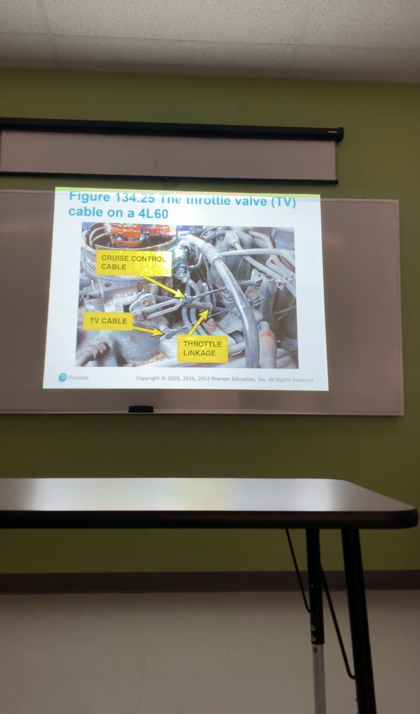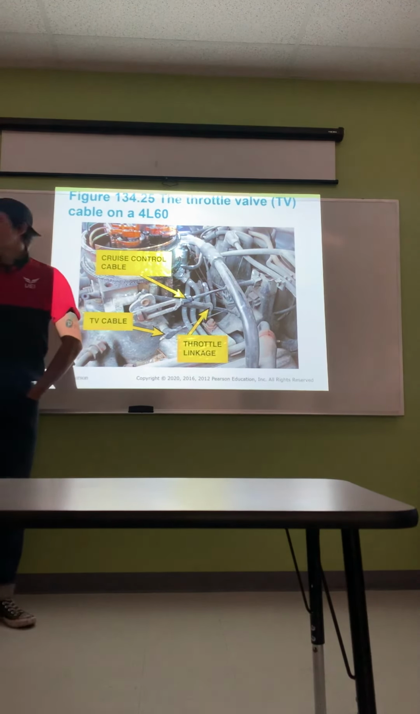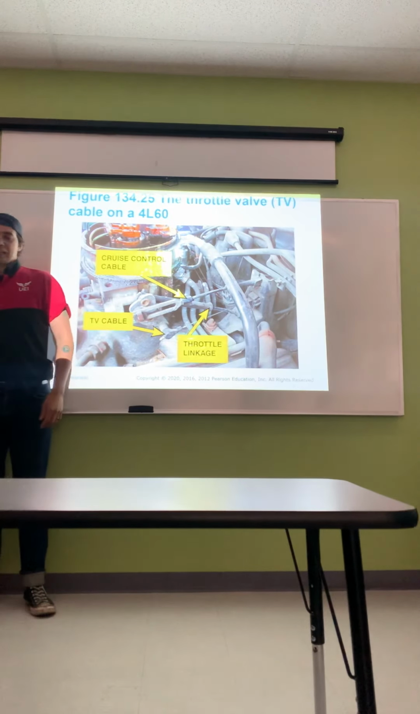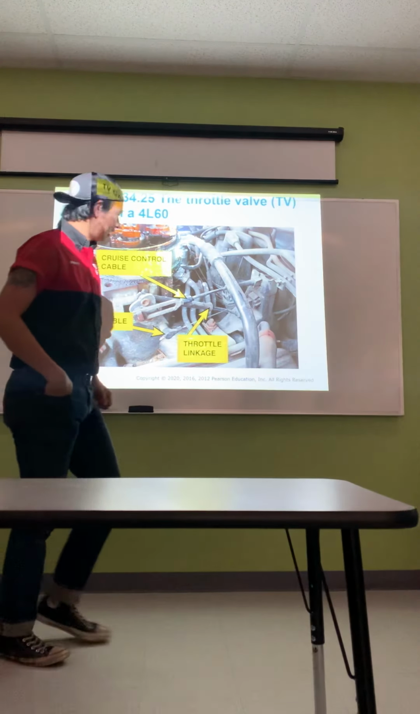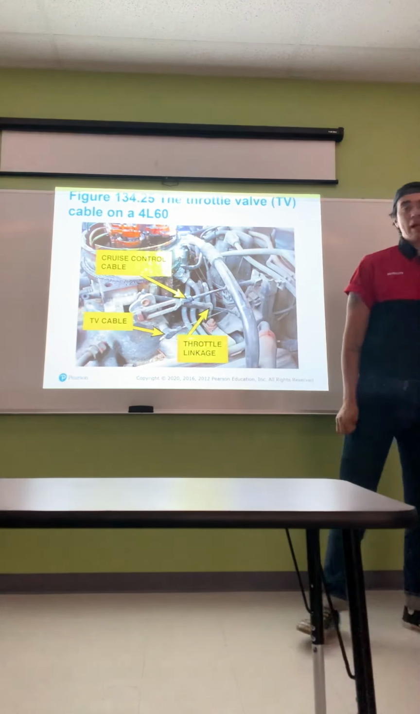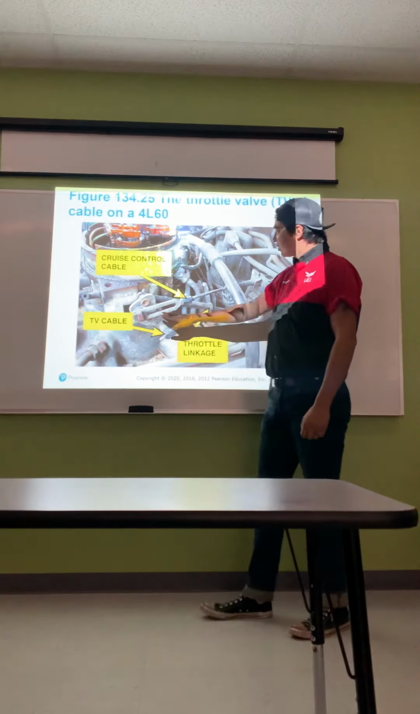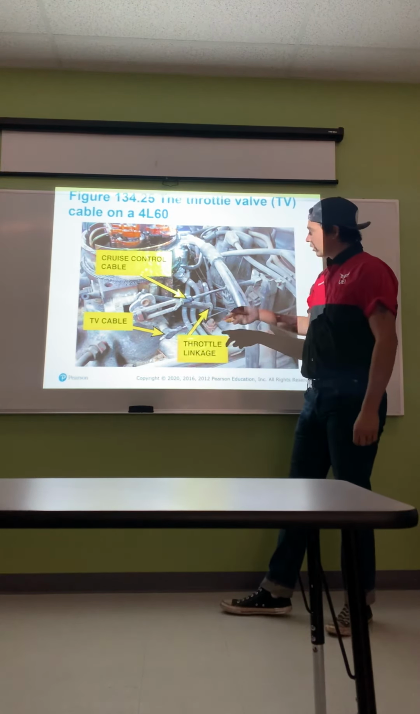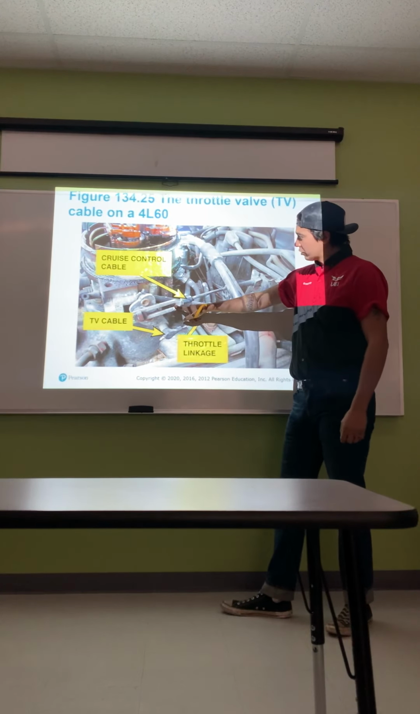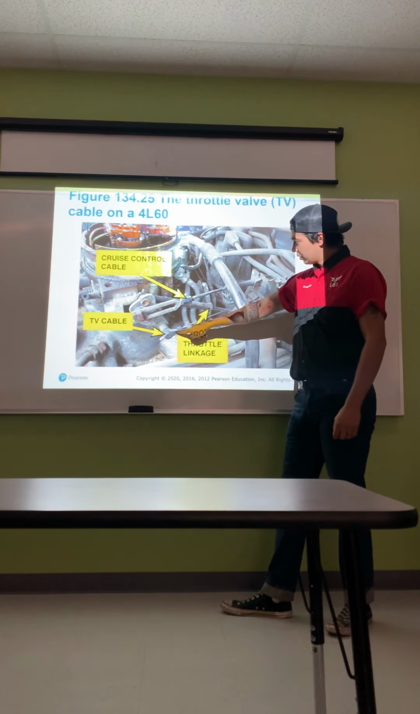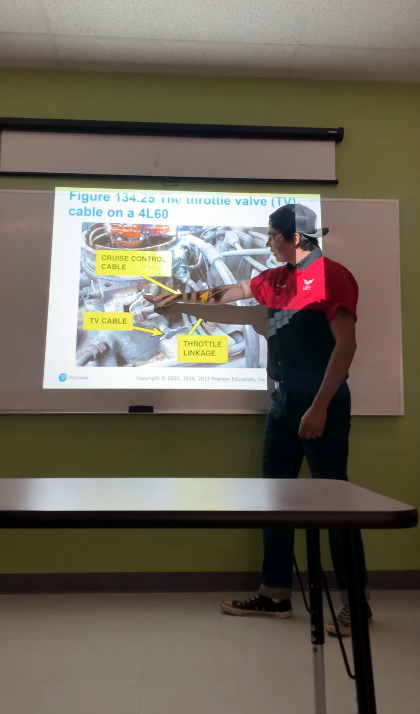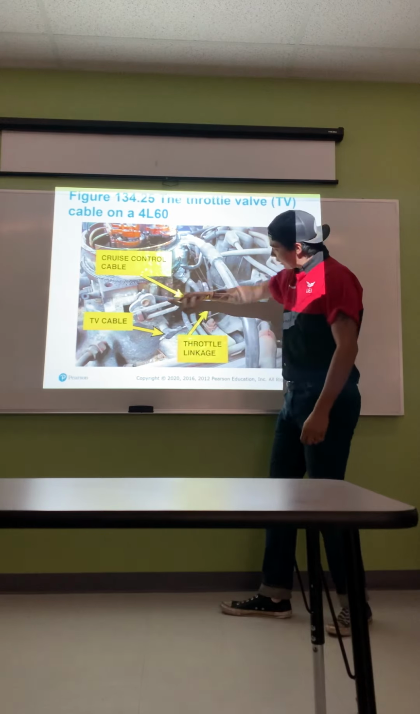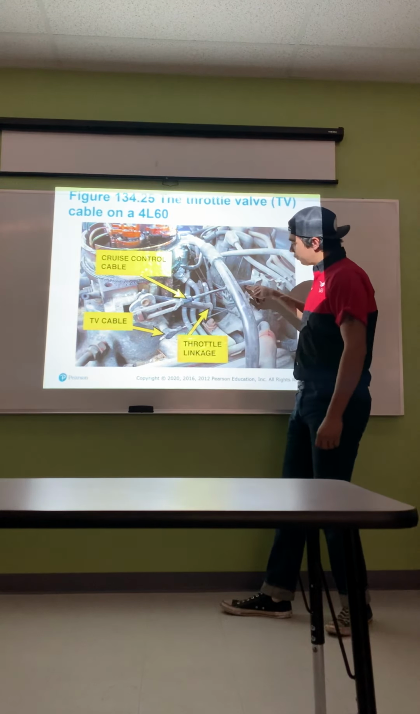Throttle valve TV cable on a 4L60. So now they're talking about the kickdown cable. Kickdown cable in pretty much any automatic transmission is going to be attached to your throttle body and also your throttle cable. So this one has a cruise control cable, this one has your kickdown cable, and here is your throttle pedal cable. So when you step on the pedal, this is the one that engages, this is the one that controls for cruise control.